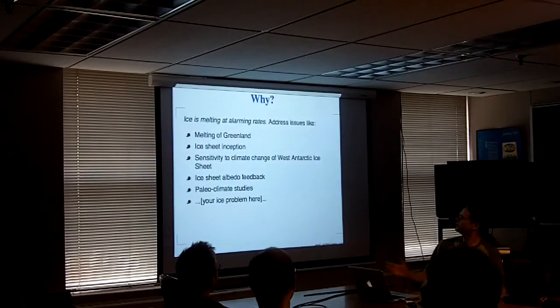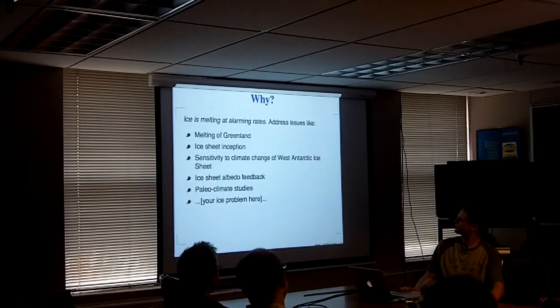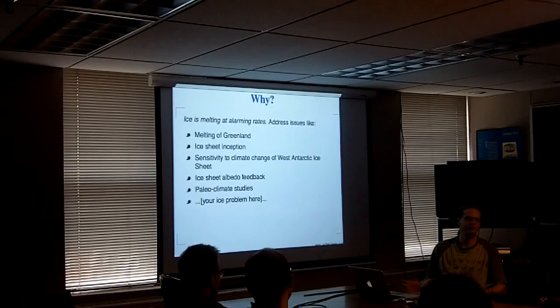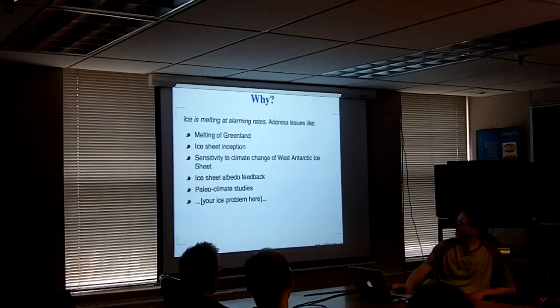Okay, so why do we want to do this anyway? Well, we want to address all these important questions, right? What's happening to Greenland? I've heard estimates it'll melt away anywhere from 500 to 5,000 years. So that's not well constrained. How did these ice sheets get started? How did the Laurentide ice sheet grow from nothing at such a low latitude? Further in the past, how did the Antarctic ice sheets get there? Here's a big one, right?